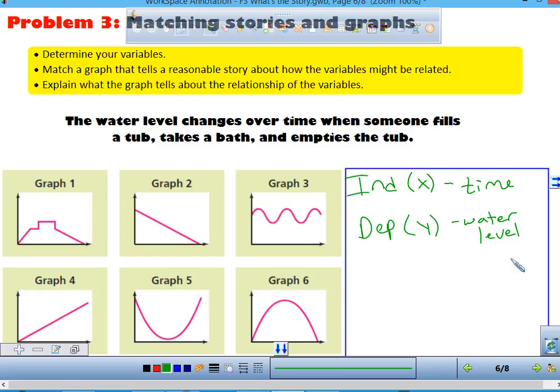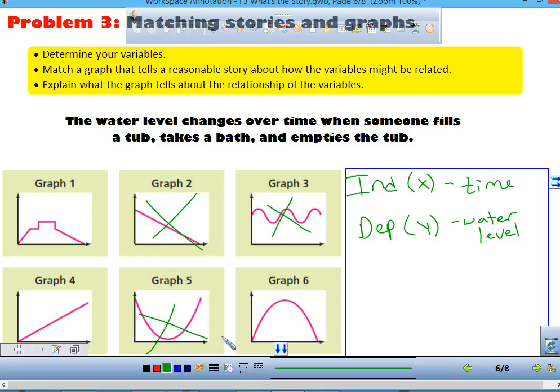Now, first of all, does it start at 0 or does it start somewhere else other than 0? It has to start at 0 because the tub is empty to start. So any graph that does not start at 0, we cannot use again. Now you're between 1, 4, and 6. They fill the tub up, they get in, they take their bath, they get out, empty the tub. Amanda? It's 1 because they fill it up and they get in and it rises a little bit and then they empty it. Very good.